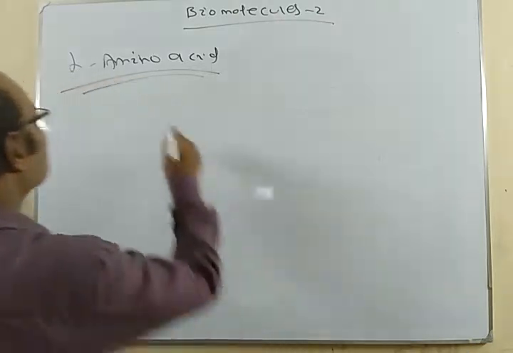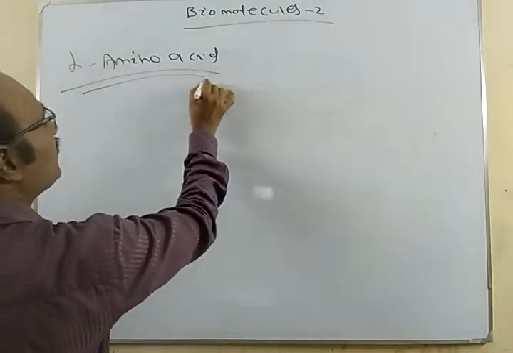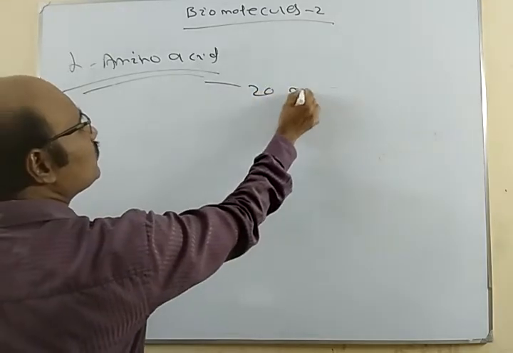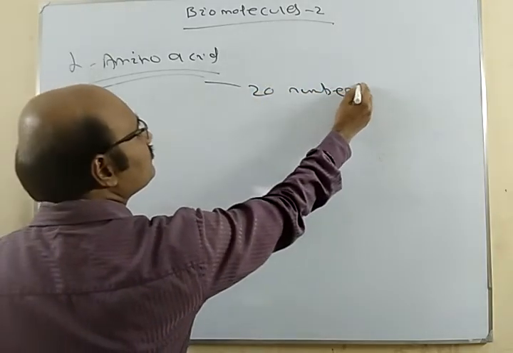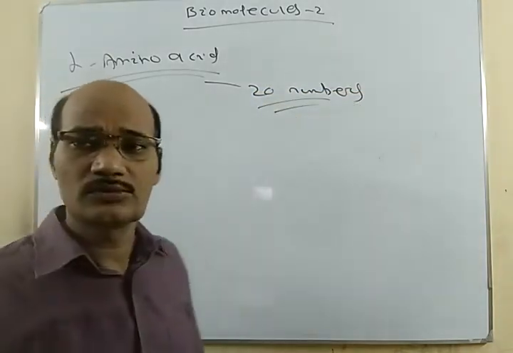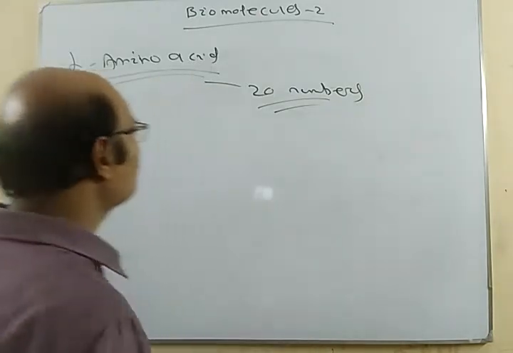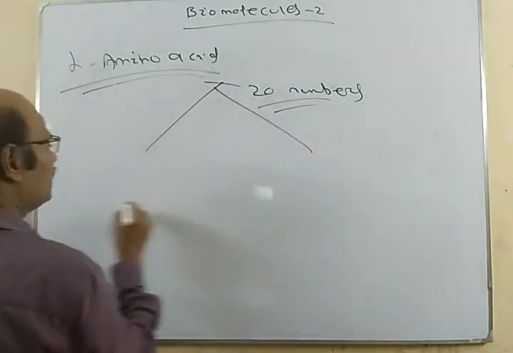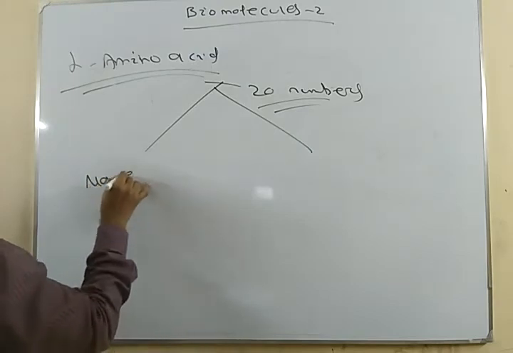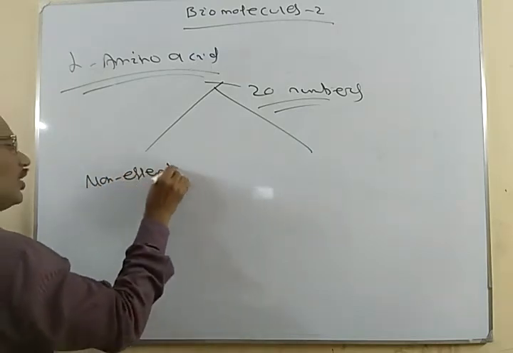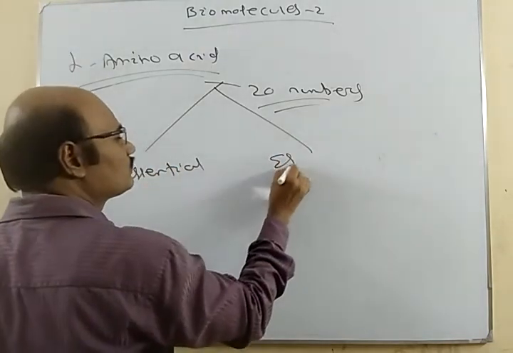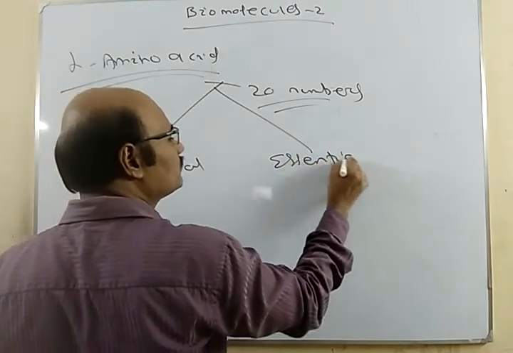Now these alpha amino acids are 20 in number. And these alpha amino acids can be non-essential or essential.